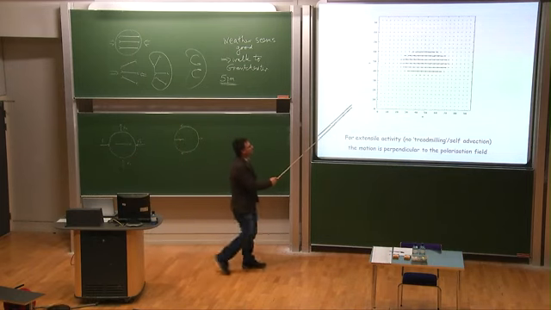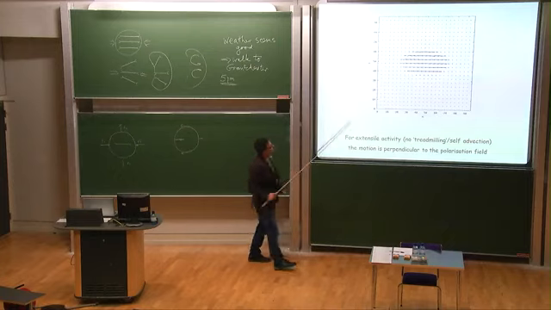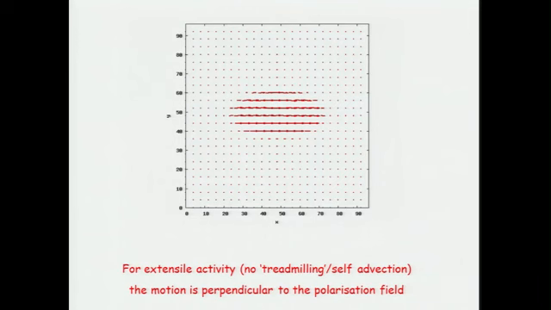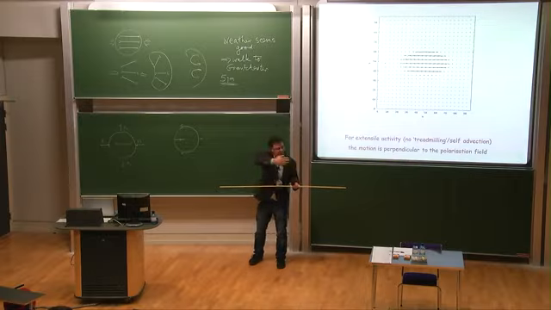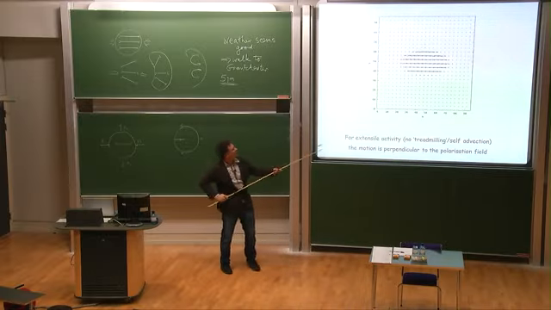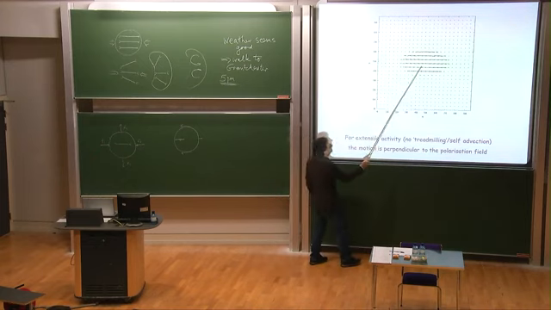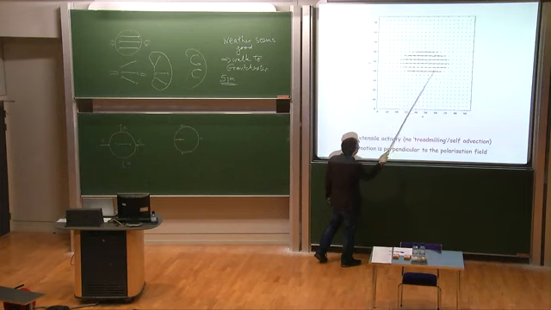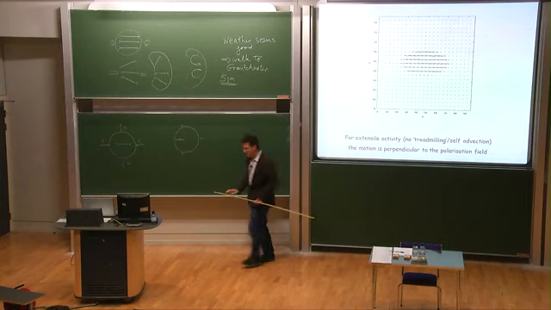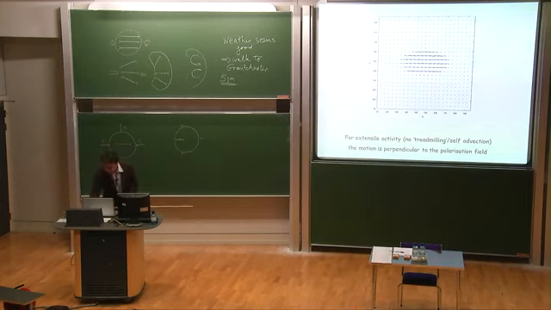If you want to think about some way to construct this in the lab, it could have some interesting properties. Suppose the polarization points to the right. Let's introduce treadmilling on top of this extensile activity. The extensile activity makes you move this way, while the treadmilling makes you move along your direction. So here you have a nice interplay.